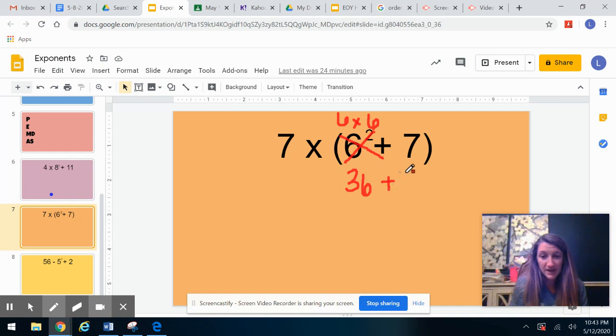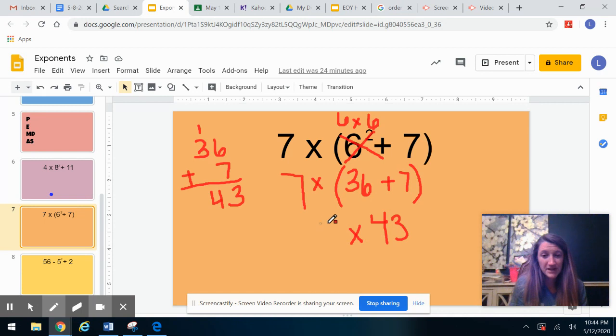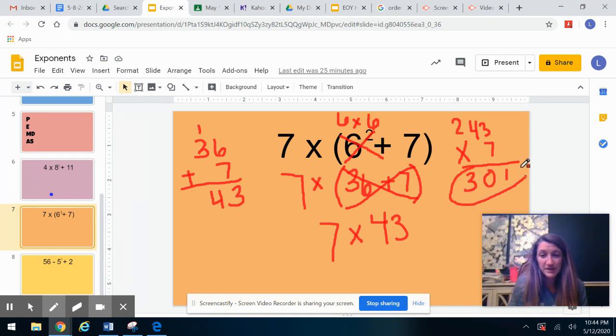Bring down my plus 7. I have to keep the parentheses because I have not done everything inside of those yet. Next, I'm going to do 36 plus 7. So I come over to the side here, 36 plus 7. That gives me 43. Okay, bring down my times 7. So I have my last step because I've done everything in my parentheses now. So 43 times 7. So it'd be 21, 28, 29, 30. So my answer is 301.